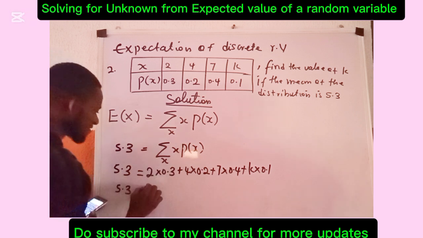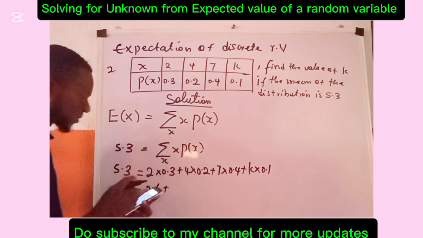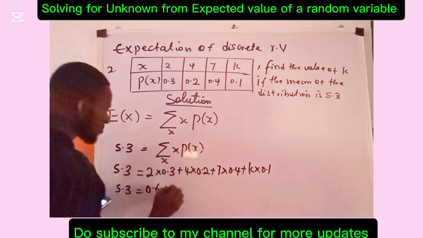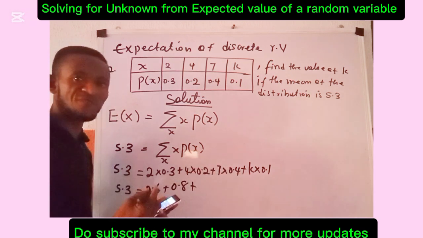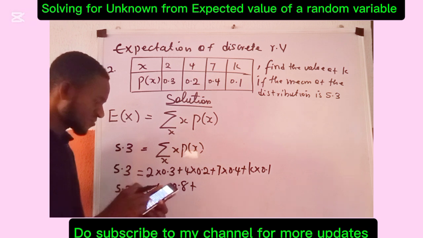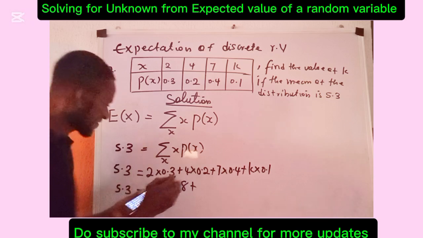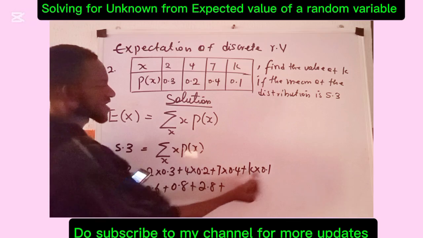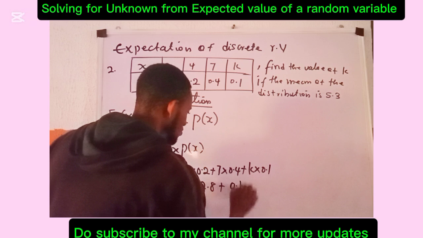So, of course, we have 0.6, to carry everybody along, plus 4 times 0.2. Definitely, we are going to have 0.8. So, we are talking about 4 times 0.2. We have 0.8 plus, we have now 7 multiplied by 0.4. So, we have 7 multiplied by 0.4, which gives 2.8. So we have 2.8 plus, and then we have k times 0.1, which is 0.1k.